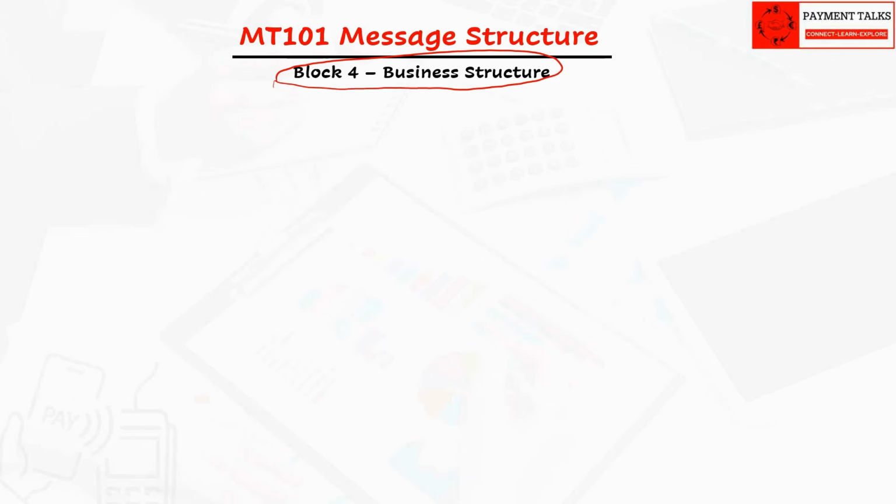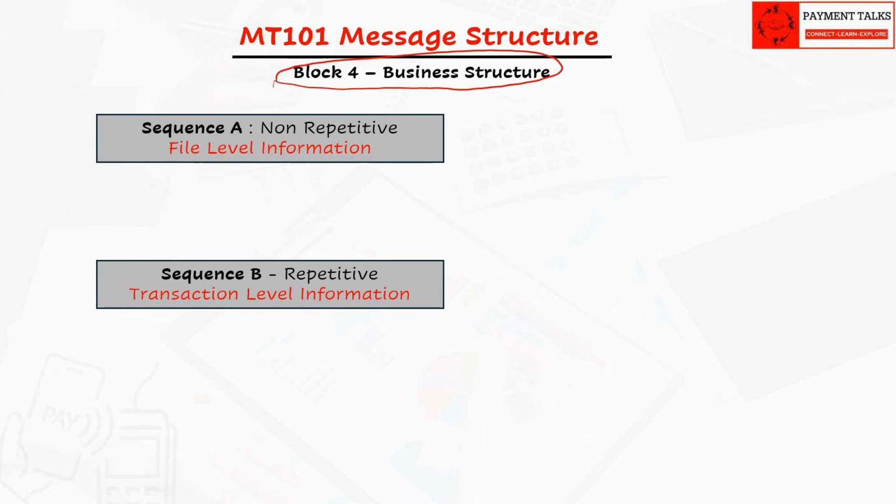PAIN.001's predecessor is Swift MT101. But MT101 uses a very different design philosophy. MT101 is text based, tag sequence driven, flat and implicit grouping. Instead of hierarchy, it relies on repeated tags, sequence numbers and bank interpretation while processing. There is no explicit file object, batch object, transaction object like in PAIN.001. Everything is inferred. Let's look at the MT101 block 4 structure.